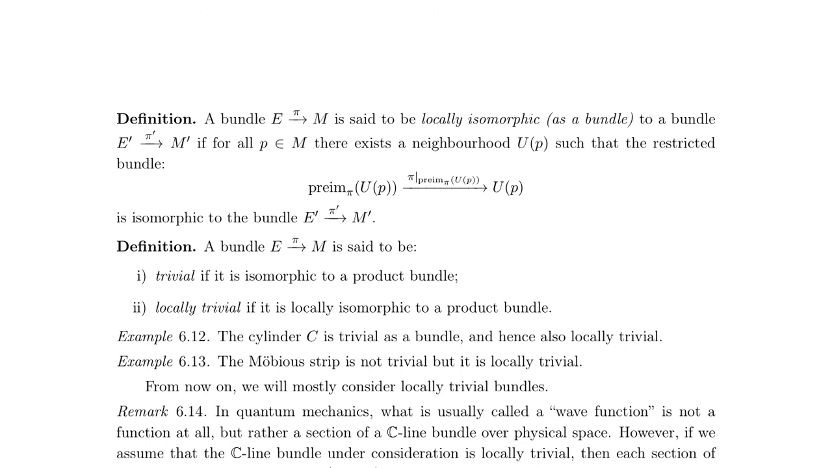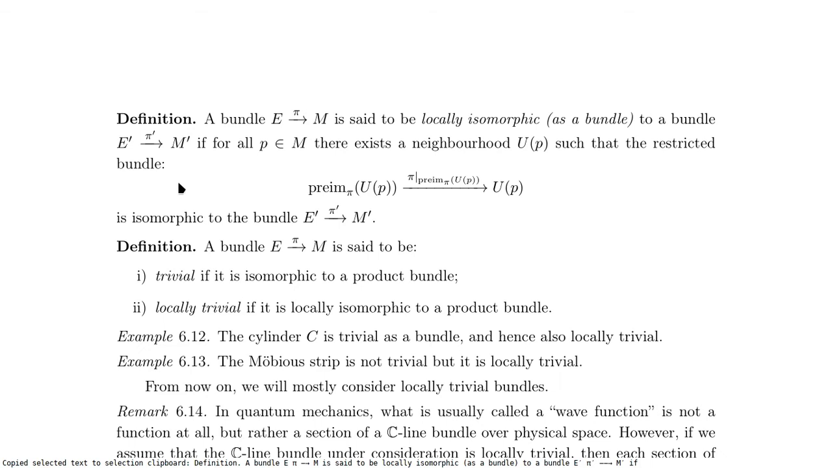Now we talk a bit about a few more intricacies. A bundle E to M is said to be locally isomorphic as a bundle to another bundle if you take all the points in the manifold base space M, and you have a neighborhood of that such that when it's restricted and you get the restricted bundle, that becomes isomorphic to this bundle.